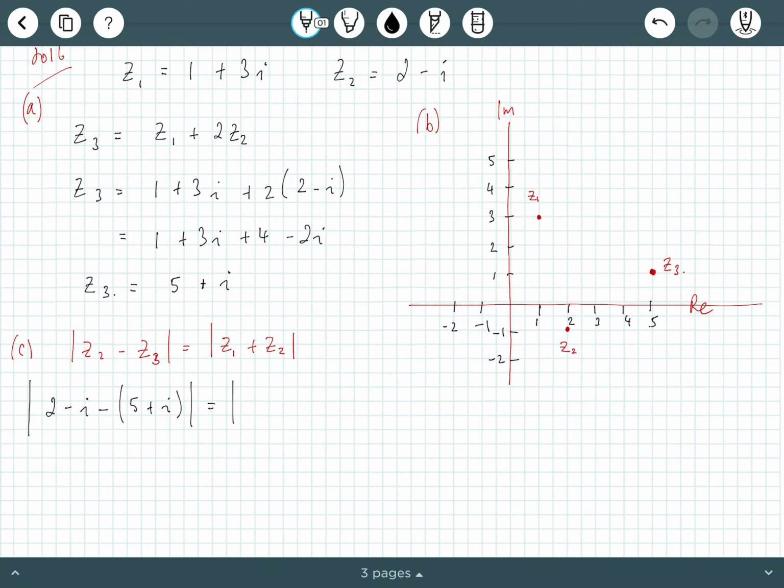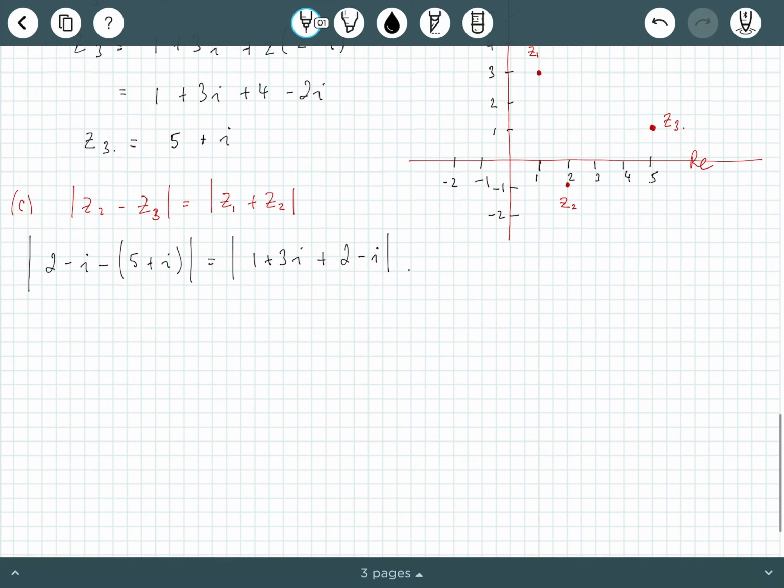And the mod then of 1 plus 3i plus Z2, which is plus 2 minus i. So here 2 minus i minus 5 minus i is equal to minus 3 minus 2i. We did that all together there, lads. So 2 minus 5 is minus 3, minus i minus i is minus 2i. So we want to get the mod of this.